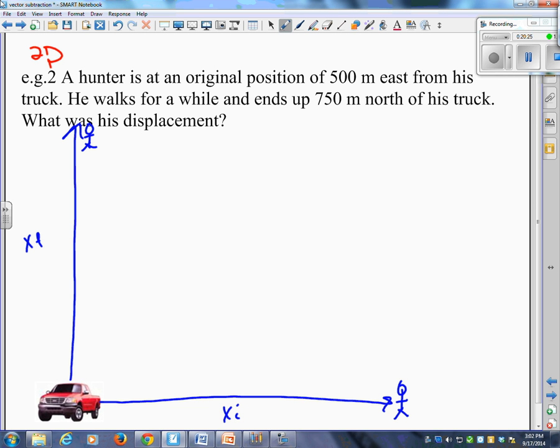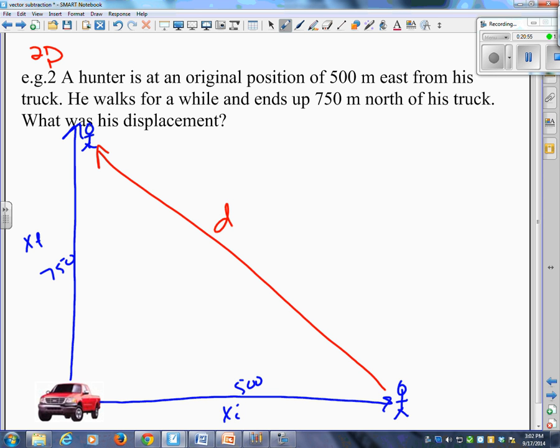Did he walk from his truck to there? No. Where did he walk from? He walked from there to there. He walked along this red line. That, my friends, is his displacement. Could you figure out what that D is? Well, of course you could. This is 500 and that is 750. And you could do it without any vector subtraction at all.